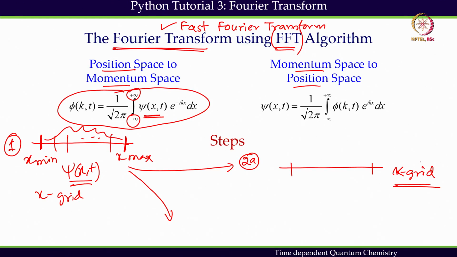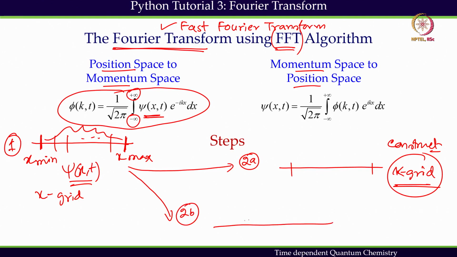So we have to construct the k grid, that is the second step, and another step we have to consider is to Fourier transform that wave function and then present it. So psi x t has to be converted to phi k t, and on this constructed k grid we have to now represent this phi k t.